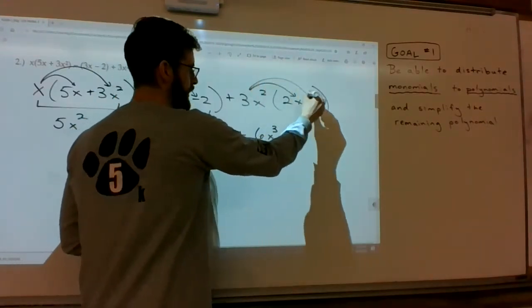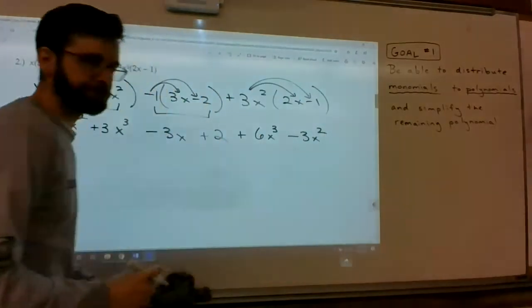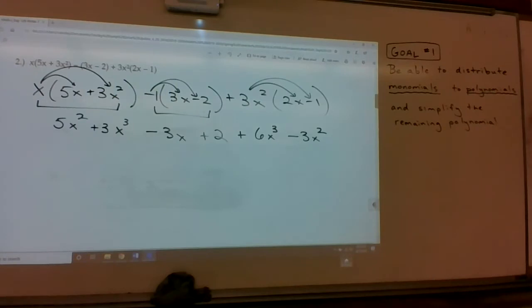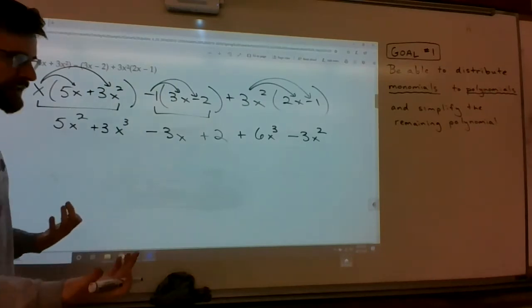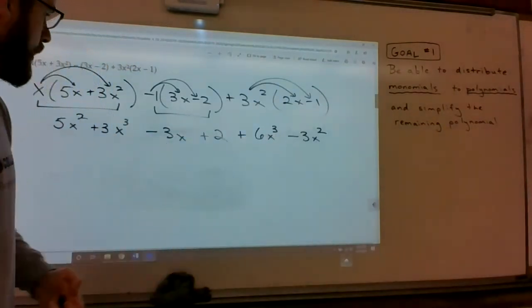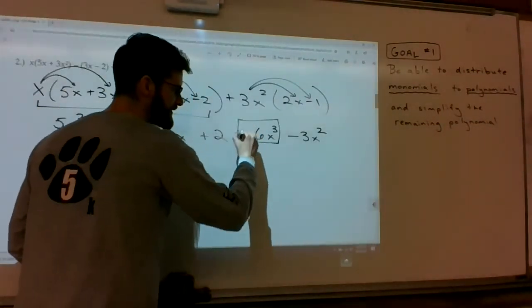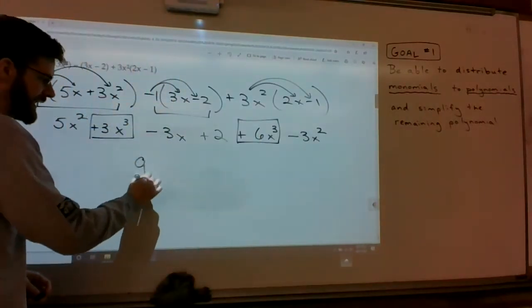And then a 3x squared times a negative 1 creates a negative 3x squared. So now we collect the like terms. We're going to put the cubes out front because they're the biggest powers. So 3x cubed plus 6x cubed is 9x cubed.